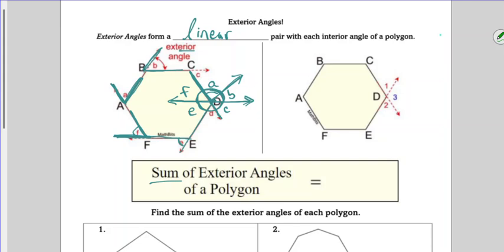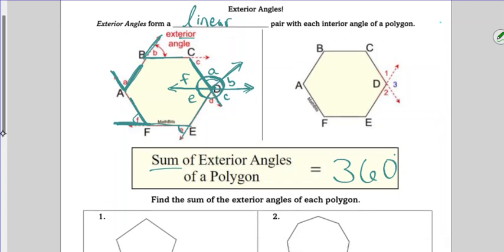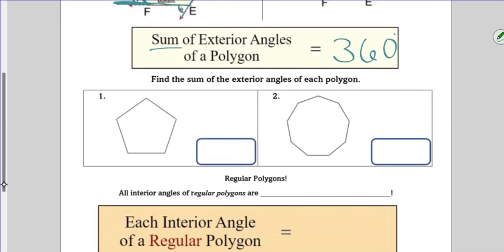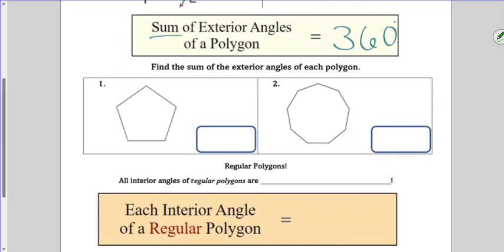That is always going to be true. It doesn't matter how many angles we have. Those angles gradually get smaller and smaller as we add sides, but it will always add up to 360. That never changes. The exterior angles of any polygon always add up to 360. It doesn't matter how many sides we have.